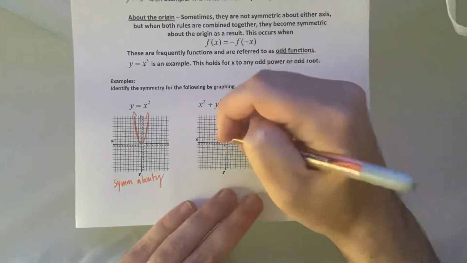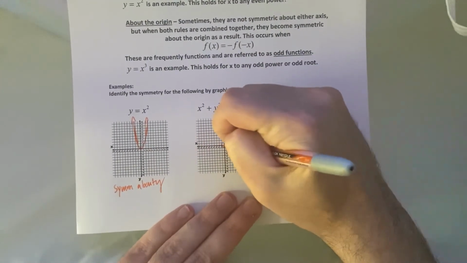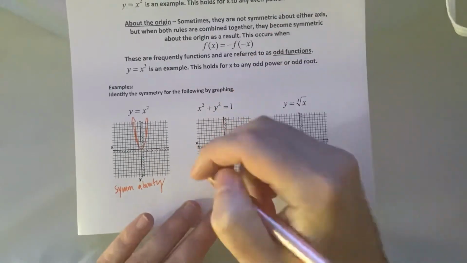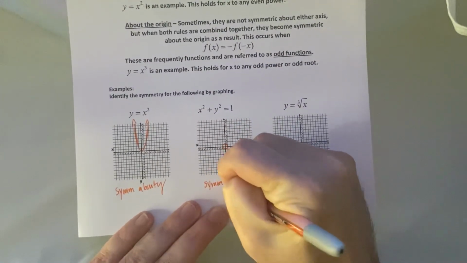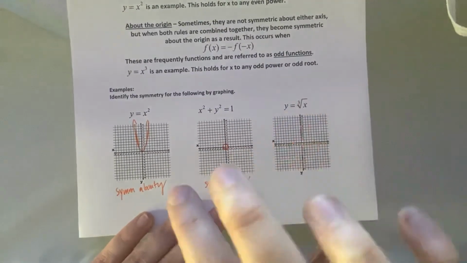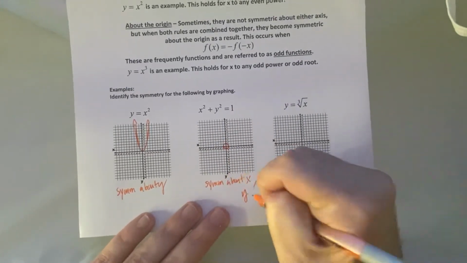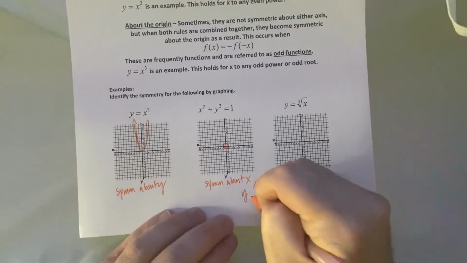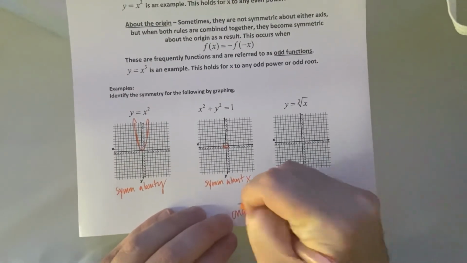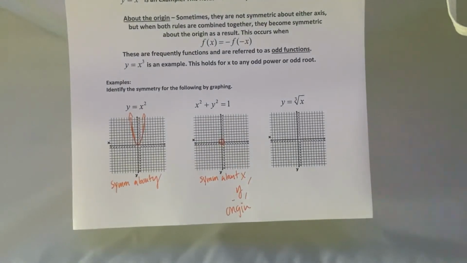x squared plus y squared equals 1 is a circle with radius 1. This is symmetric about x, because you can flip it up and down. You can flip it left and right, so it's symmetric about y. And if it's symmetric about both x and y, it's automatically symmetric about the origin. It's not a function, which is why it's allowed to be even and odd.